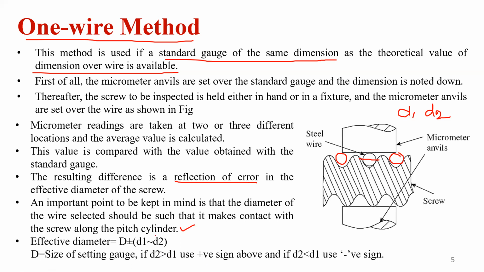Therefore, the effective diameter is equal to capital D plus or minus D1 minus D2, where D is the size of the setting gauge. If D2 is greater than D1, then use the positive sign, and if D2 is less than D1, we use the negative sign. But the difficulty in the one wire method is that the micrometer axis may not remain perpendicular to the axis of the screw thread.